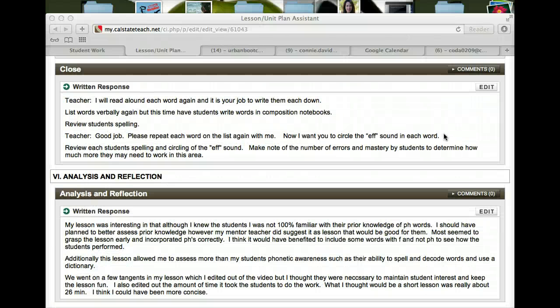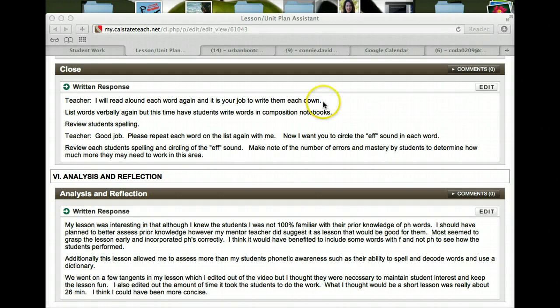So then you close. I will read aloud each word again, and it is your job to write them each down. So you assume from this activity that I know how to spell these words. That's a huge assumption. I don't know how you got to here, but if this is the assessment, then what you're assessing is, this is what's measurable. The students will be able to accurately spell the vocabulary words with 80% to demonstrate mastery, or 80% and above. This is your deliverable here.